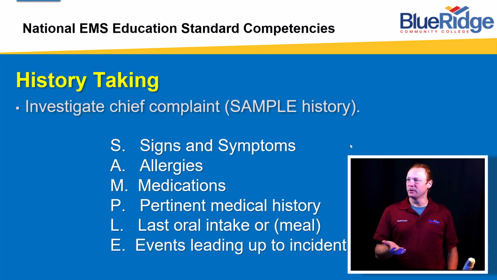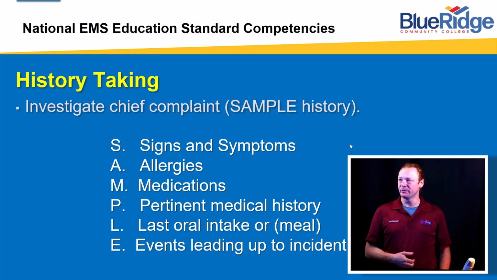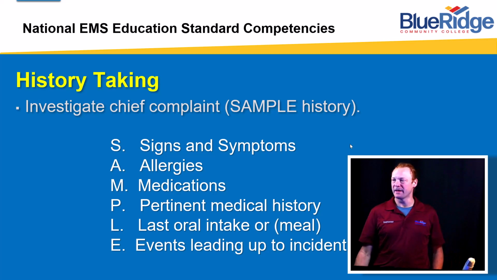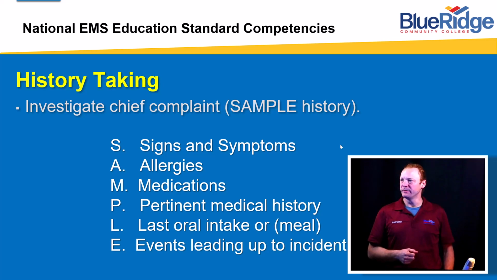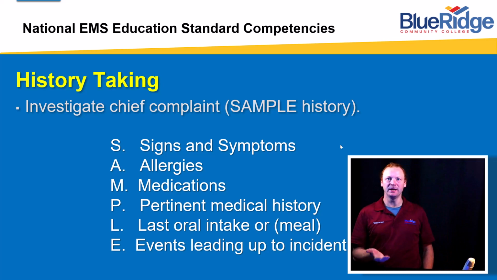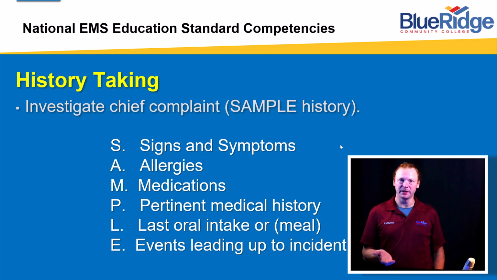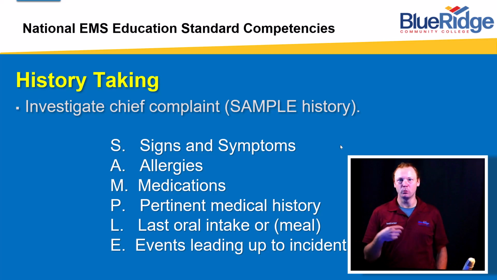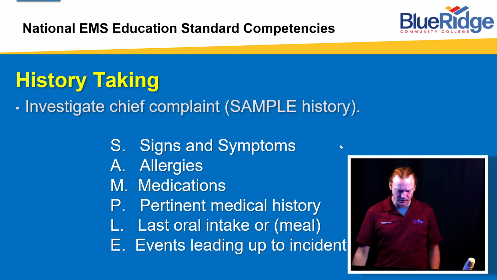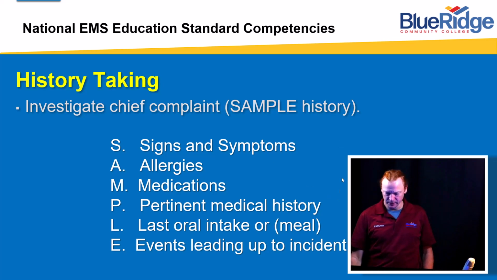And then the next letter would be A for SAMPLE. That represents allergies. What are they allergic to, or are they allergic to anything? And then we have M for medications. Do they take any kind of medications? Are they prescribed medications? And also, very importantly, have they taken medications that they weren't prescribed or things that they possibly shouldn't have taken? And then pertinent medical history.